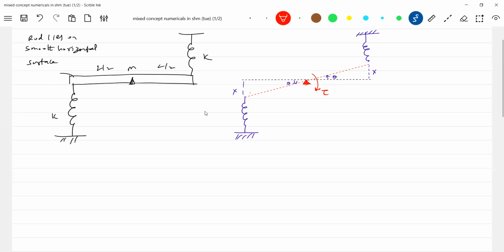Okay, fine. Now what is the spring force? Both the springs got compressed, so the spring force will act in this direction. There's a point O about which it is hinged. Now a torque is set up here. So what is x? How to calculate? This will be L by 2. So sine theta equals x by L by 2, x equals L by 2 sine theta.